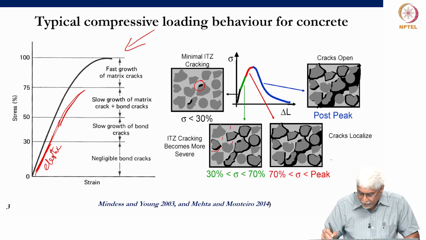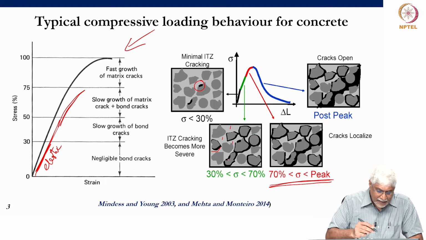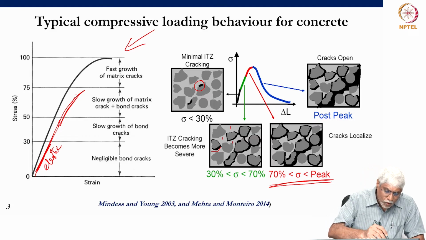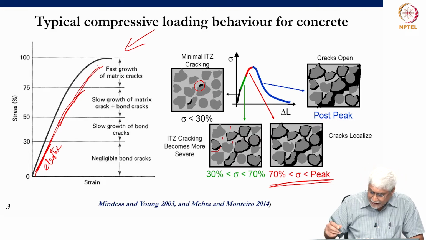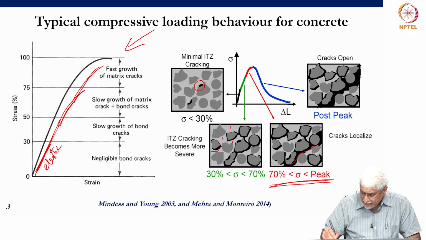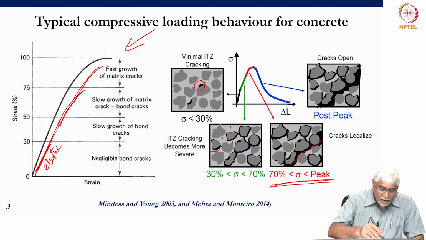These cracks develop further, say by the time we reach about 70%, then the interfacial cracking has already started, and now you have more non-linear behavior, and the cracks start to connect. Cracks start to connect, and you have a reduction of the load. So, the maximum load is the strength.